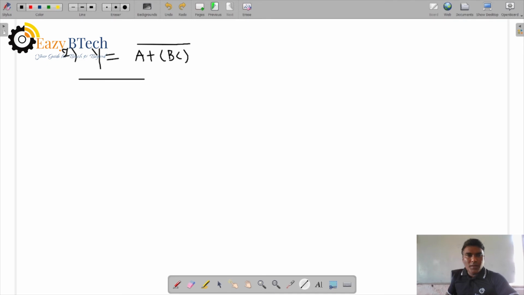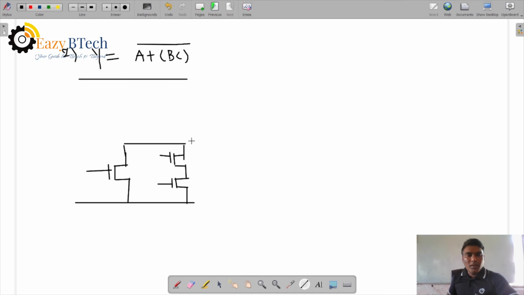For the circuit diagram, first we draw VDD and VSS. Draw the logic of enhancement NMOS. A is parallel with B and C, and B and C are in series. AND logic means series. OR logic means plus, OR logic means parallel. Right? So A, B and C.